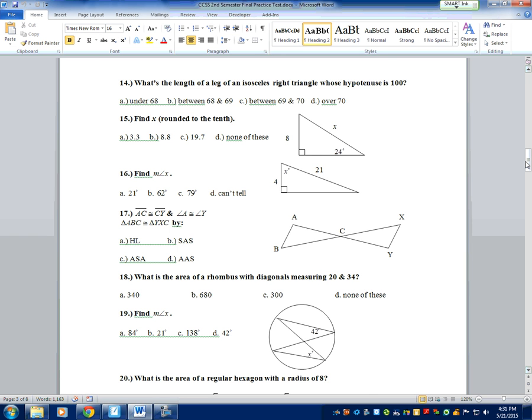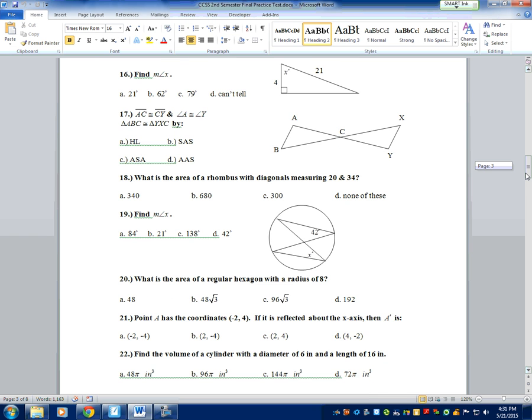All right, so moving on to 16 through 22 here. It says on 16, once again, we've got a trig problem. Can you tell me the setup on this one?